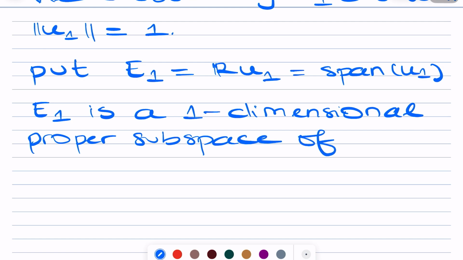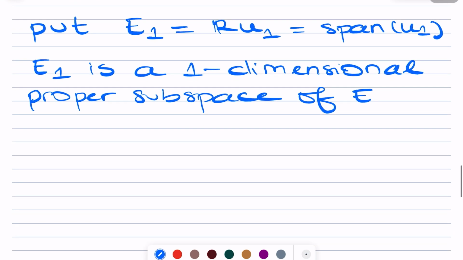One-dimensional proper subspace of E, right? Because A is infinite dimensional, and it is also closed, right? Because a finite dimensional linear subspace is closed. So E1 is a one-dimensional proper subspace of E, and is closed.